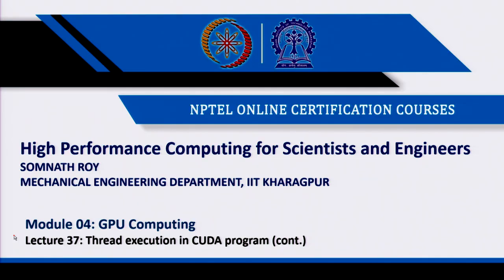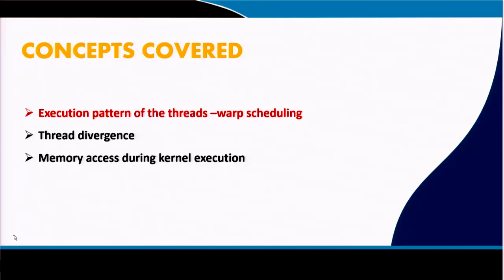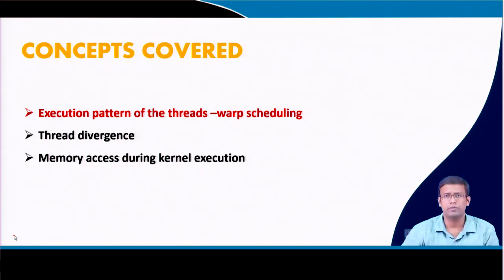We have looked at thread scheduling. We will see some more details on thread scheduling and synchronization, and then we will see how memory access is done by different threads in a CUDA program. So, we looked at execution patterns of the thread, which involves scheduling at the warp level.